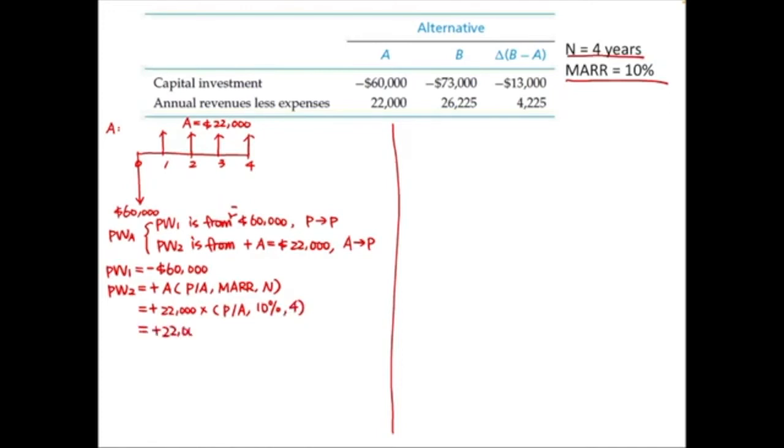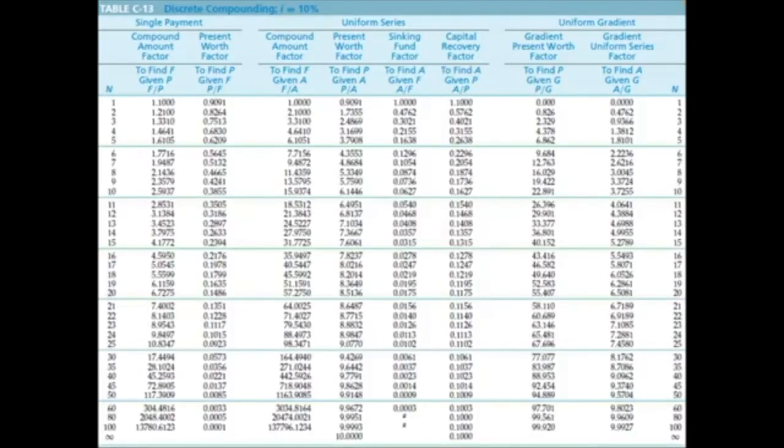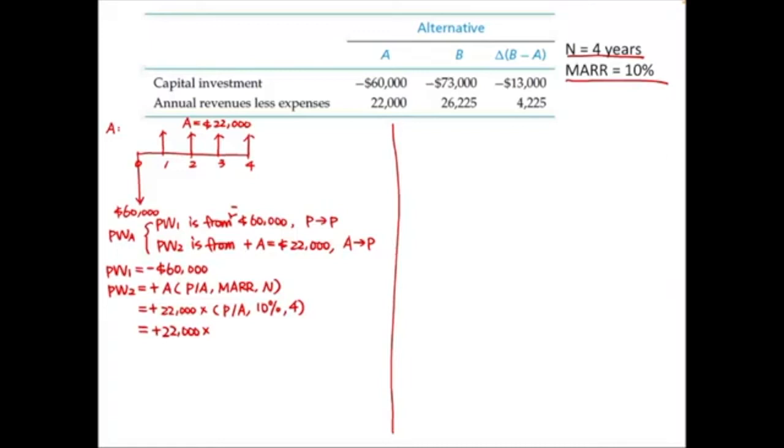So it's 22,000 times, let's check this. This is table for i equals to 10%. So find P given A, right? So that's the column. No, this is the column. P/A and 4. So this is the factor. So it's 3.1699.